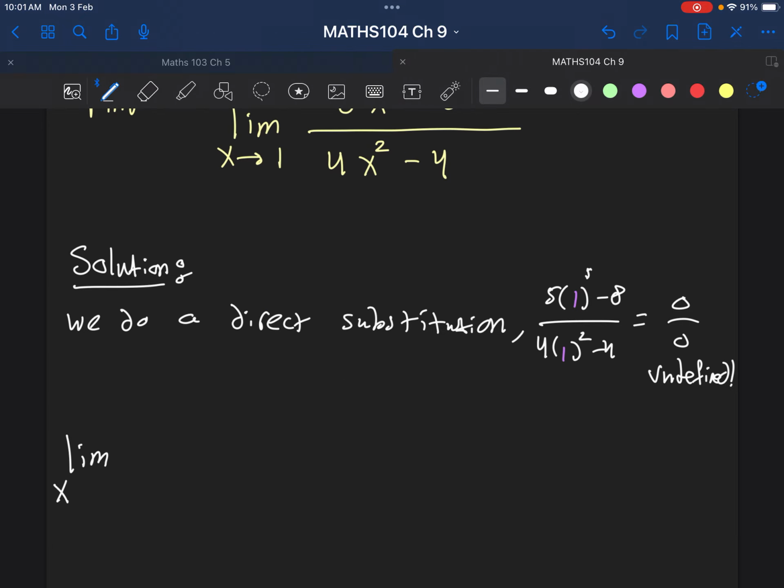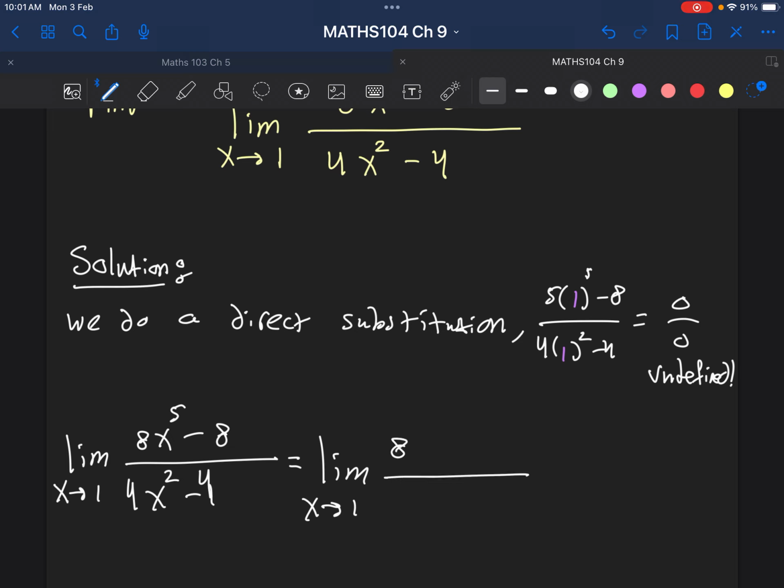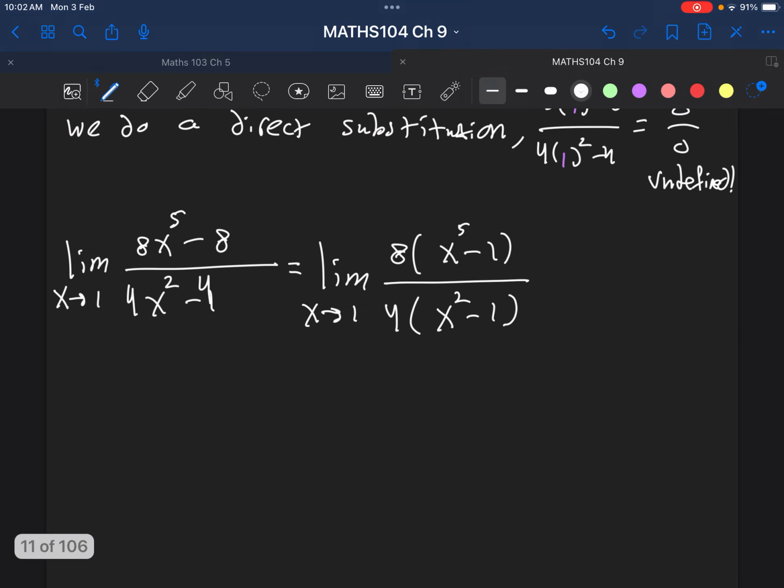Now, how are we going to factor this one? 8x^5 minus 8, 4x squared minus 1. The first step, let's take 8 as common factor. Let's take 4 as common factor. So we get 8 times x^5 minus 1, 4 times x squared minus 1. Now, the next step, we need to factor the numerator and the denominator.